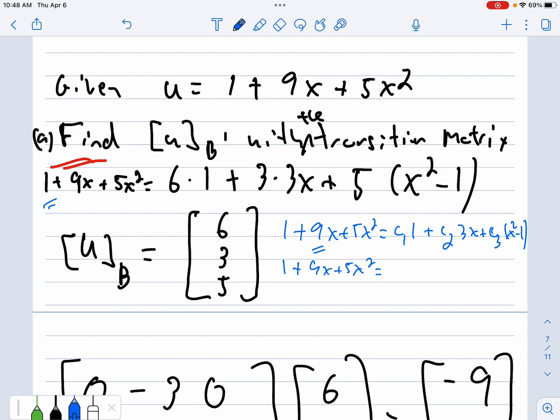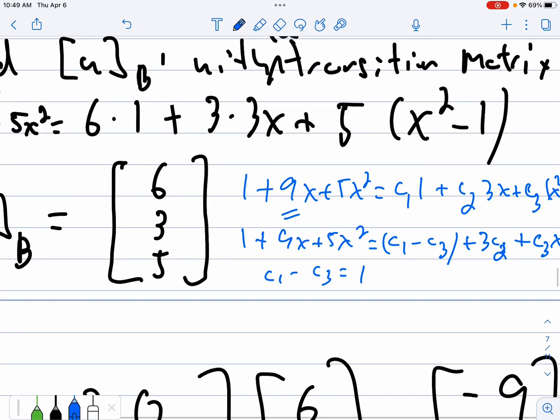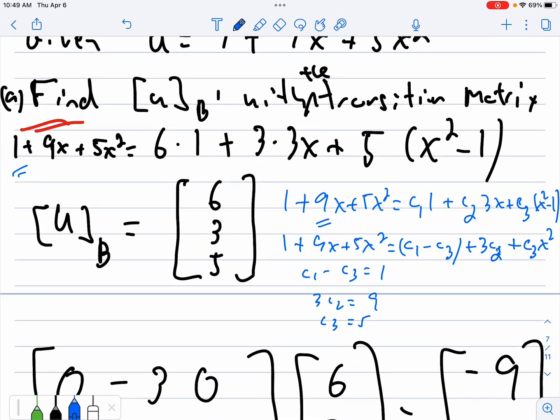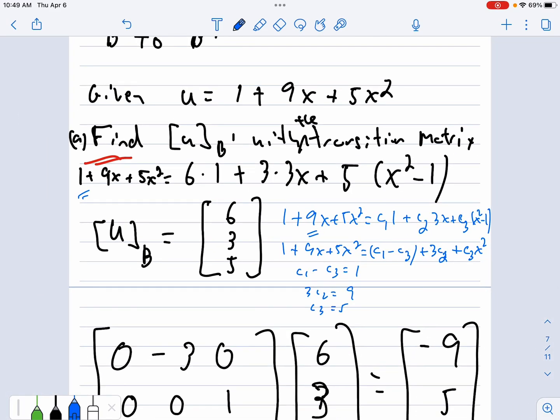And if you were to do the quote-unquote math here, C1 minus C3 plus 3C2 x plus C3 x squared, you would have a system of equations here. C1 minus C3 would have to give you 1. 3C2 would have to give you 9. And then C3 would have to give you 5. So solving this would give you C1, C2, C3, which is the 6, the 3, and the 5. So either way works.